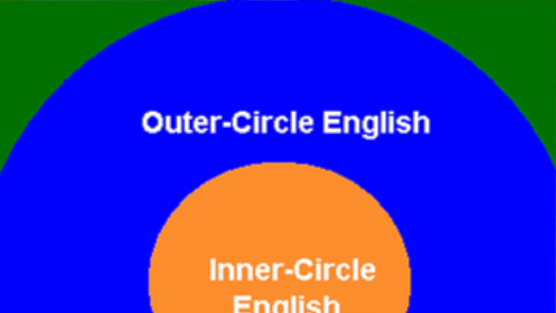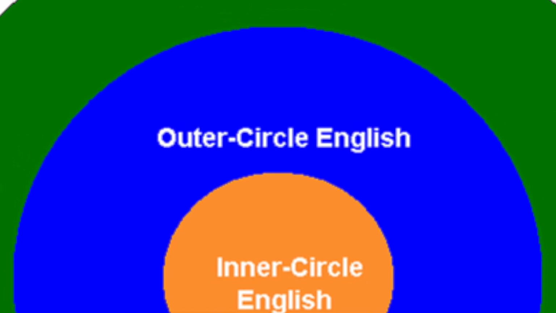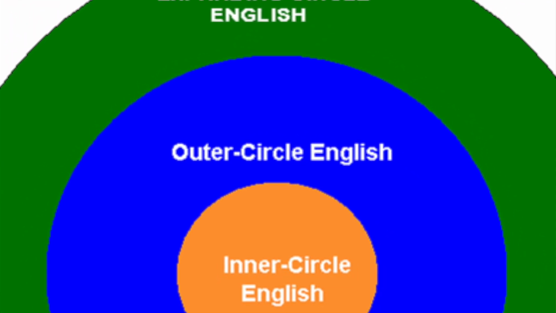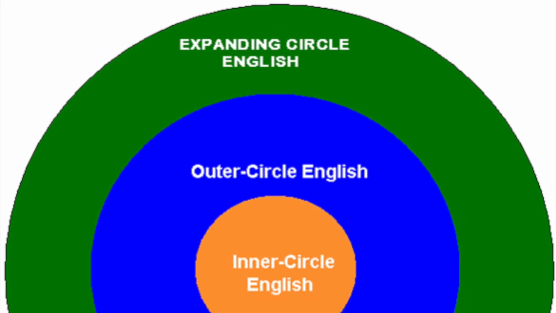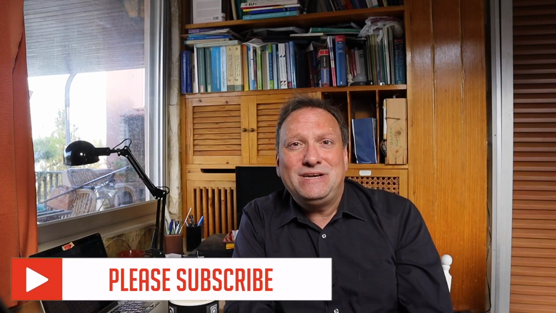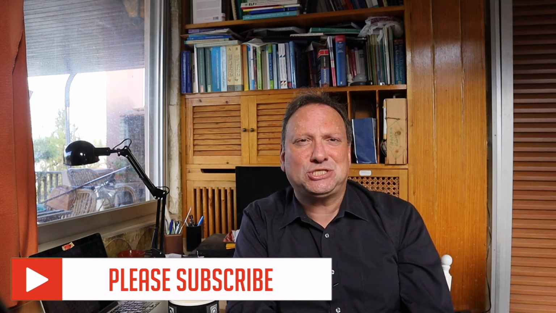Finally, the bigger circle of the three concentric circles is called the expanding circle. It essentially includes the rest of the world where English has spread as a so-called foreign language, countries in all continents and users of all proficiency levels who learn and use English. There are non-native speakers of English in countries like China, Russia, Brazil, Argentina, the European Union. We're talking about perhaps more than 2 billion people here.